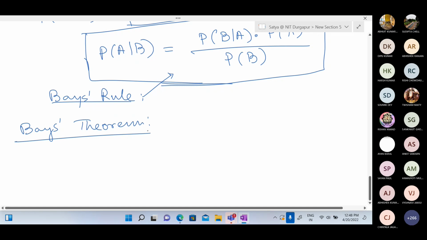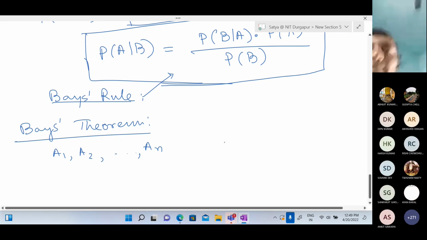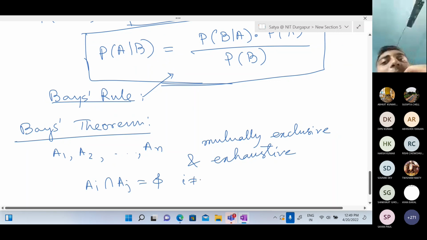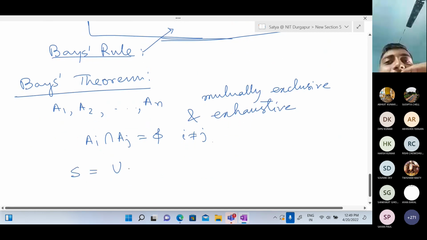Here, let the events A1, A2, up to AN be mutually exclusive and exhaustive. That means if you take any two of them, mutually exclusive means, as we already said, Ai intersection Aj equals the empty set where i is not equal to j. And exhaustive means the union of Ai from i equal to 1 to N is equal to S, the total sample space.